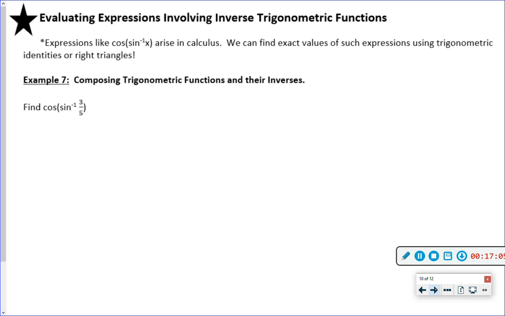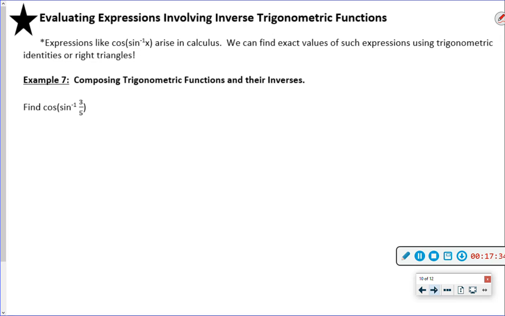All right, here we go, people. Final 2. Let's get it done. Now, these look a little crazy, the wording, but I promise you they're easy. You just got to figure out what they're asking you. Expressions like cosine inverse arise in calculus. We can find exact values, no rounded off decimals, of these expressions using identities, right triangles, all that sort of stuff. So first thing, I'm looking at this and I'm like, this looks like a foreign language up here. So I'm thinking, where am I going to start?